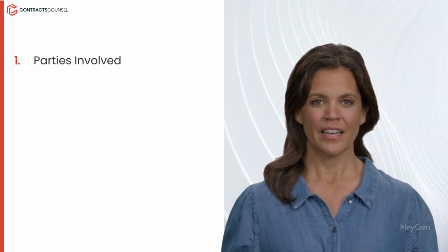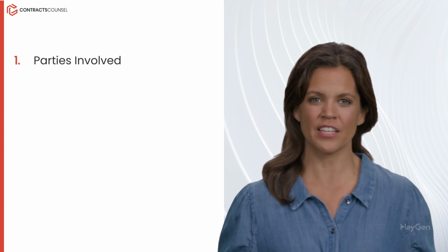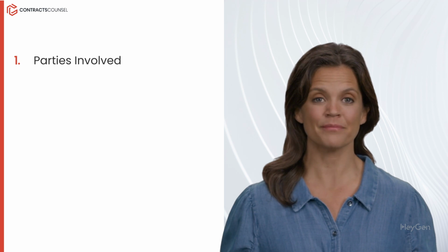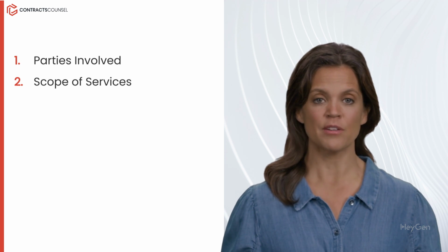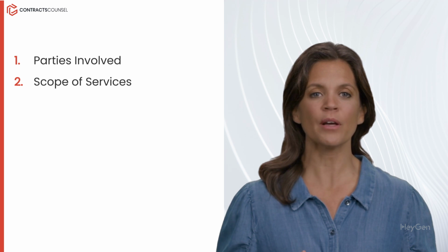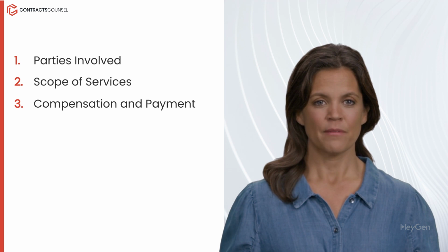Understanding the key sections in an engineering consultant agreement is essential for filling out your template accurately. Here are the key sections you'll find in most engineering consultant agreements. 1. Parties involved. This section includes the legal names of both the client, company, and the engineering consultant, service provider. 2. Scope of services. Details the specific engineering services to be provided, such as design, analysis, project management, or consulting on technical specifications.